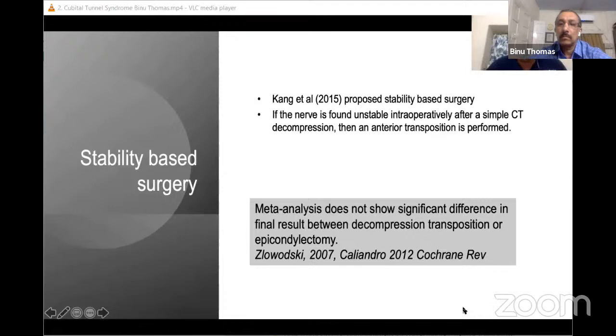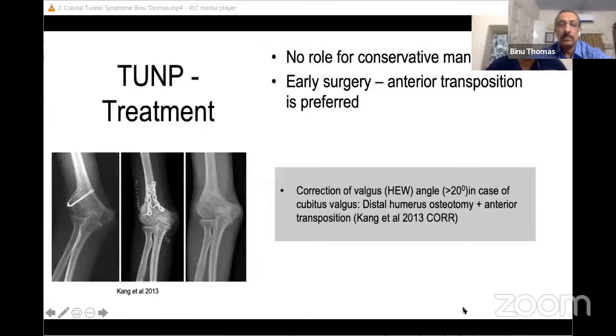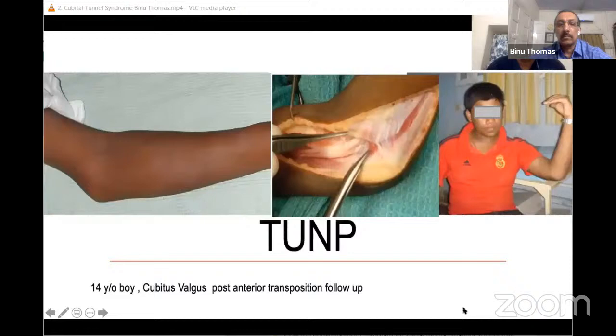In case of tardy ulnar nerve palsy, there is no role for conservative management. As soon as the patient becomes symptomatic, go and do the anterior transposition. There are papers indicating correction of the valgus angle in case of cubitus valgus. You do a distal humerus osteotomy followed by an anterior transposition, and it has been found to give good results. We don't do this. There's a boy who developed tardy ulnar nerve palsy pretty early, when he was only 14, and post-operatively he had full correction of his claw.